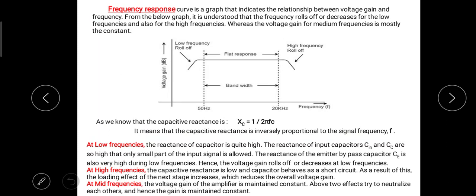And at mid frequencies, the voltage gain of the amplifier is maintained constant. See, this is that particular region, because in this region the above two effects try to neutralize each other, and hence the gain is maintained constant.